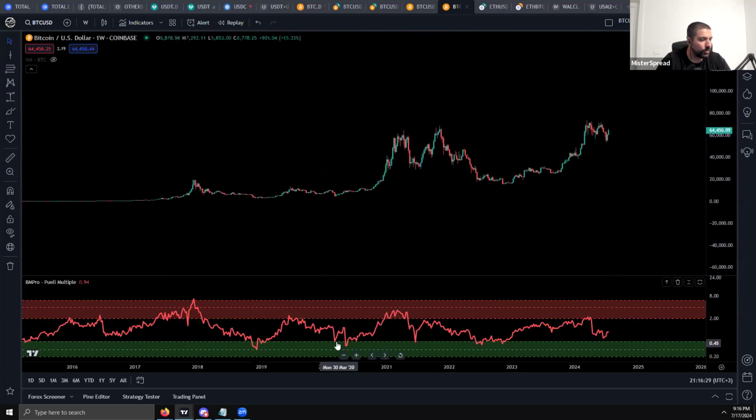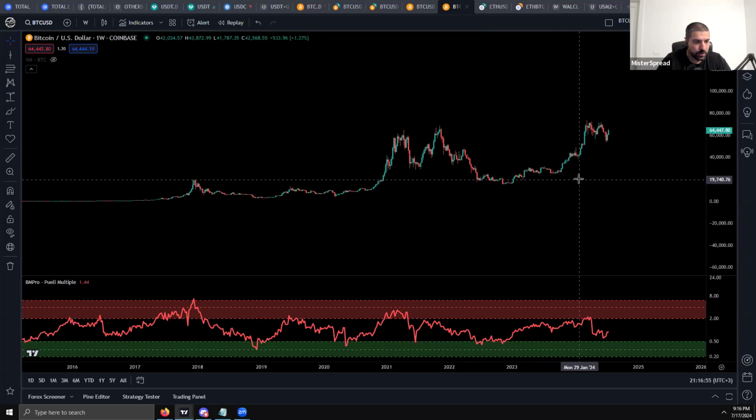When Puell multiple is near 0.5, you already start allocating. When it's under 0.5, you buy much more aggressively. Like, for example, it was here or here. Here it was good. Under here, right? How much was Bitcoin here when it was again under? It was on this date, it was 19,000. So this was a good moment, right?